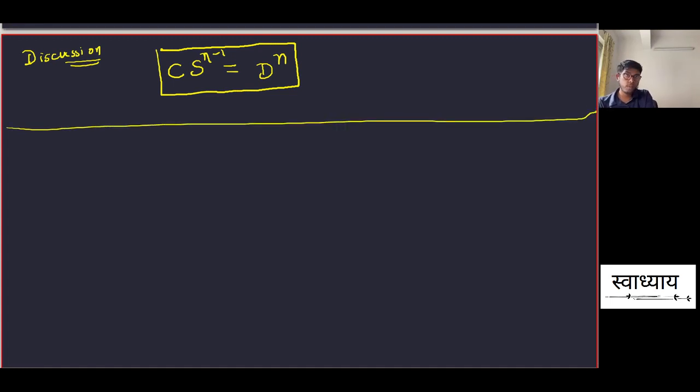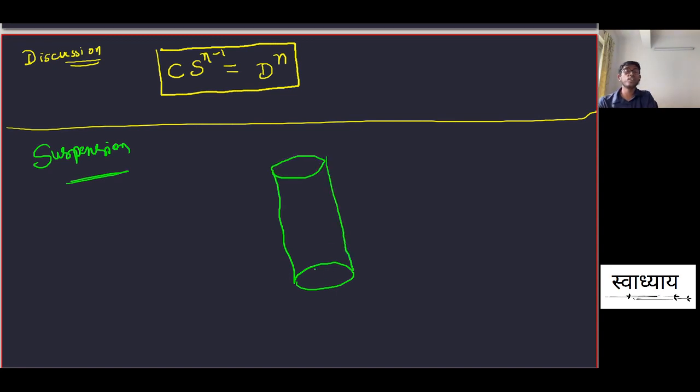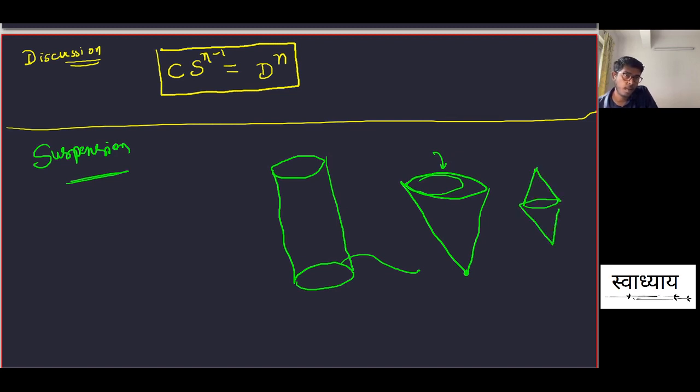Now let's come to something called suspension. So what is this? See, what we did in the last example, we took a cylinder and identified this to one point. We'll be getting it like that. But now we will identify this also to one point. So it's like a double cone kind of thing.